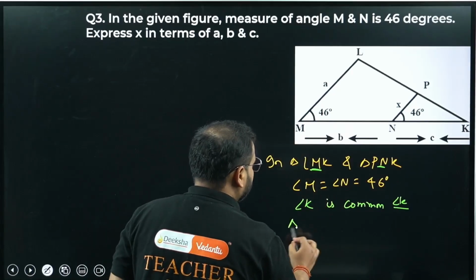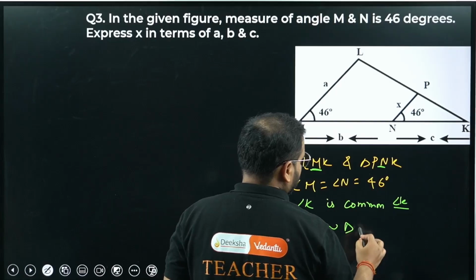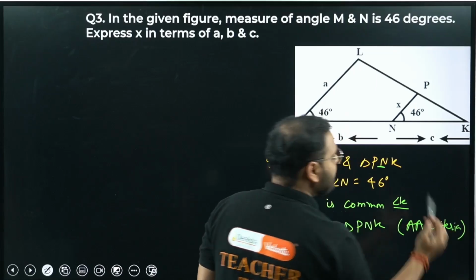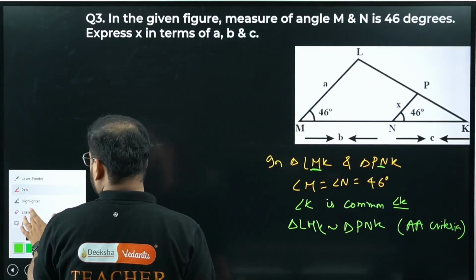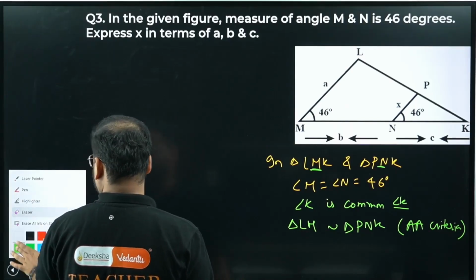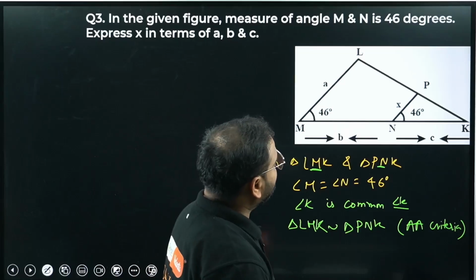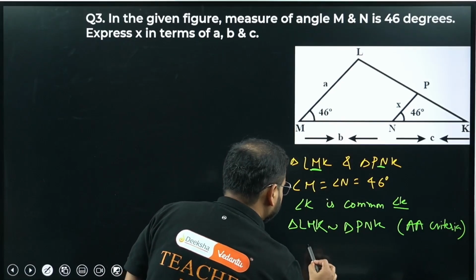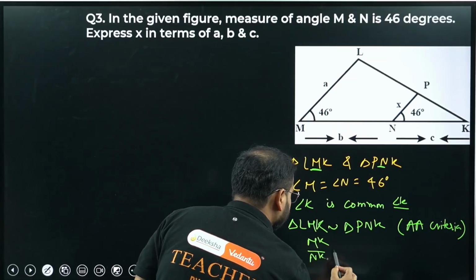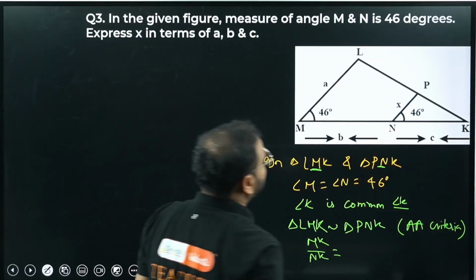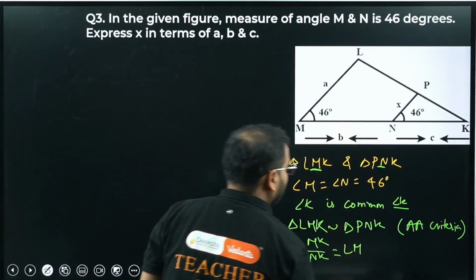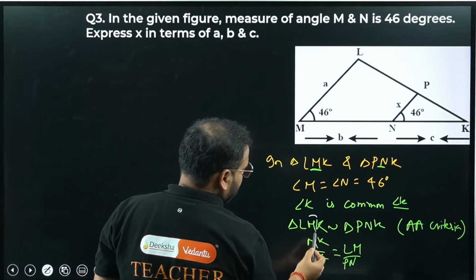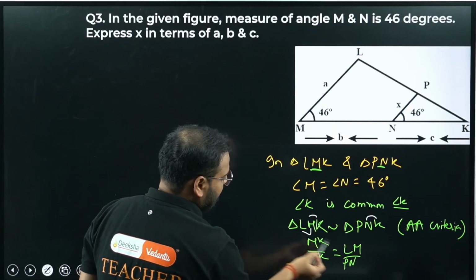Great, sir. We can write what? Triangle LMK similar to triangle PNK. What condition, sir? AA criterion of similarity. Great, sir. Let me write it as K first. LMK. What we can write? Check here. I want terms of A, B, C, right? So I'm going to write this as MK by NK, right here, equals to LM by PN. I can verify this from the name also. Please have a look. MK by NK, right? And LM by PN. Okay.